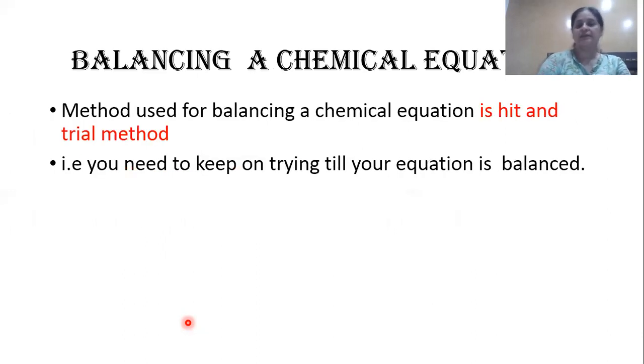Now, to balance a chemical equation, we have a method known as the hit and trial method. Hit and trial means you need to keep on trying. You need to practice a lot to balance a chemical equation. You keep on changing the numbers, the coefficients in front of the symbols and formulae, till you get an equal number of atoms of each element on the left-hand side and right-hand side. How we balance a chemical equation, I have given certain examples in the other videos.